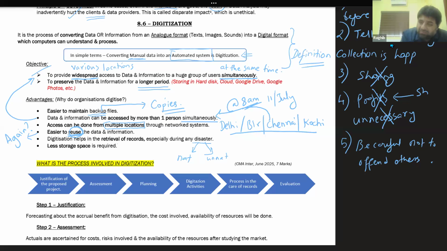So at those times, if we want to get back the data of whatever we have lost, and we have digitized everything and kept it in a main server or kept various copies of it, then at the time of damage caused by natural consequences, we can retrieve it. Retrieval means to get it back.